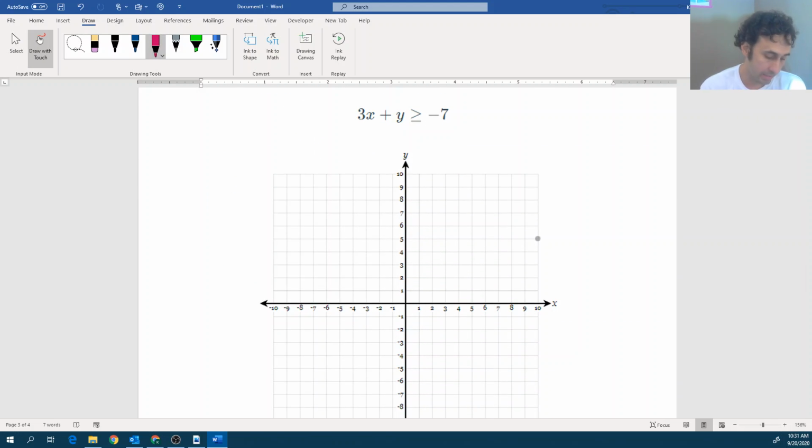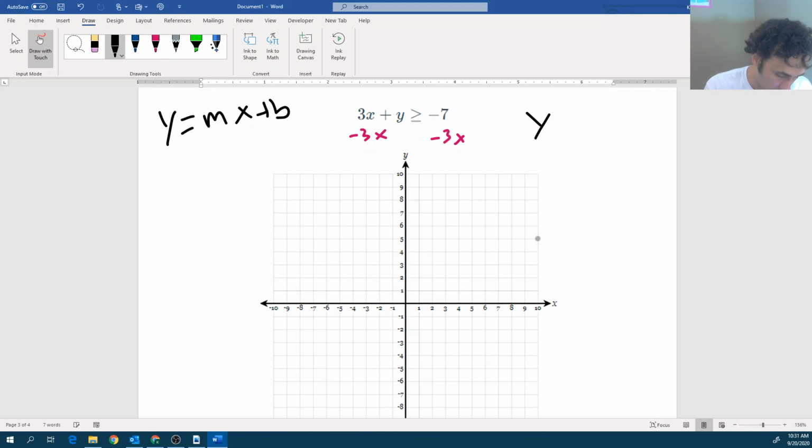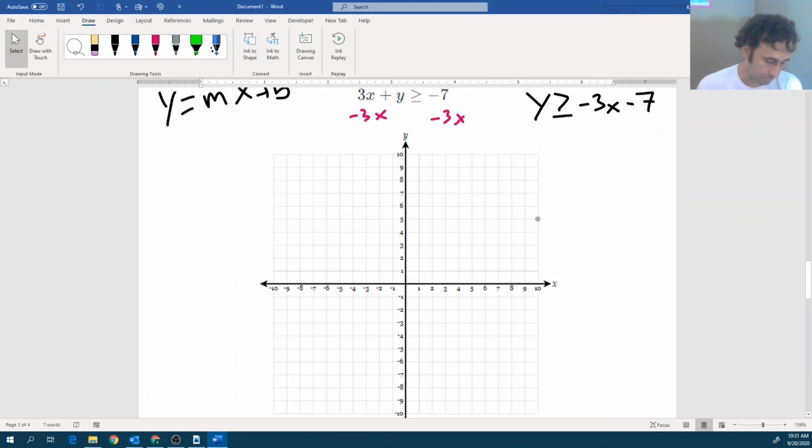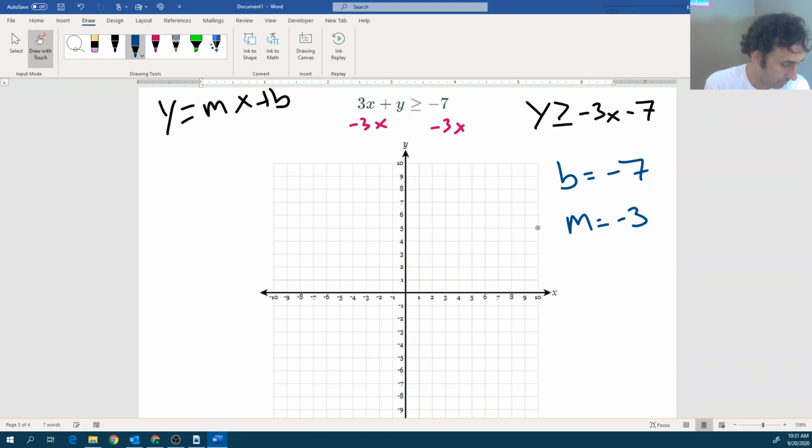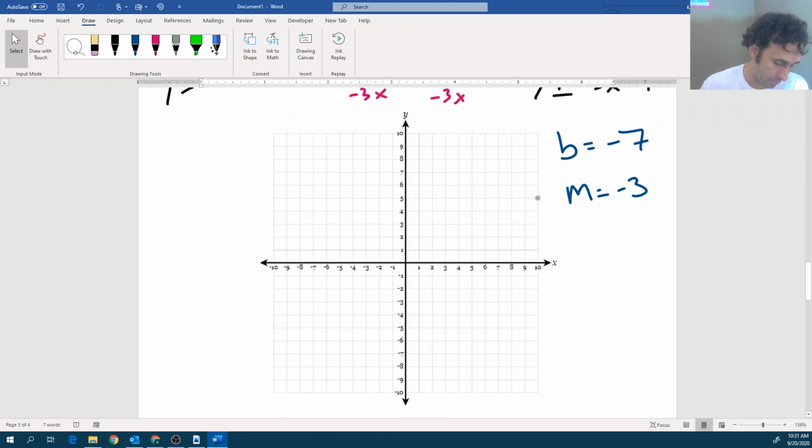Again, I want to get this in that form, y equals mx plus b. So for this problem, what I would do is subtract that 3x over, minus that 3x, minus that 3x, and I'd be left with the equation y greater than or equal to negative 3x minus 7. So now I can plot my points. I know my y-intercept is that negative 7. I know my slope is going to be a negative 3.